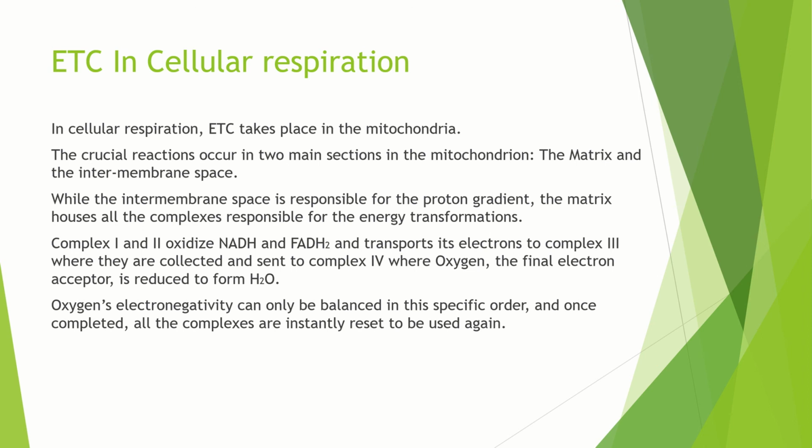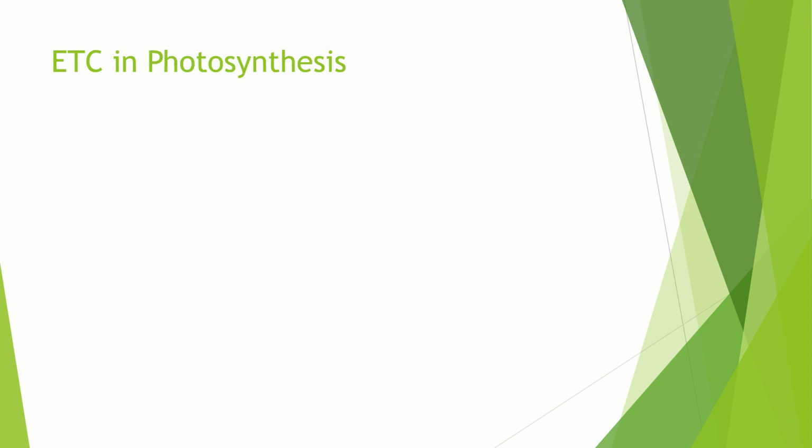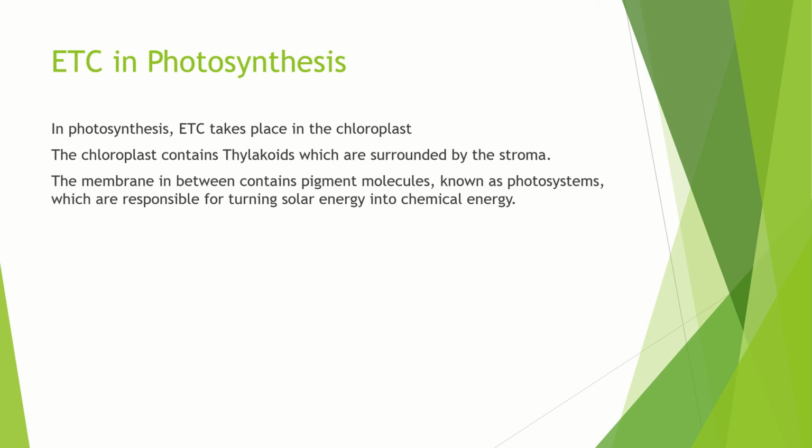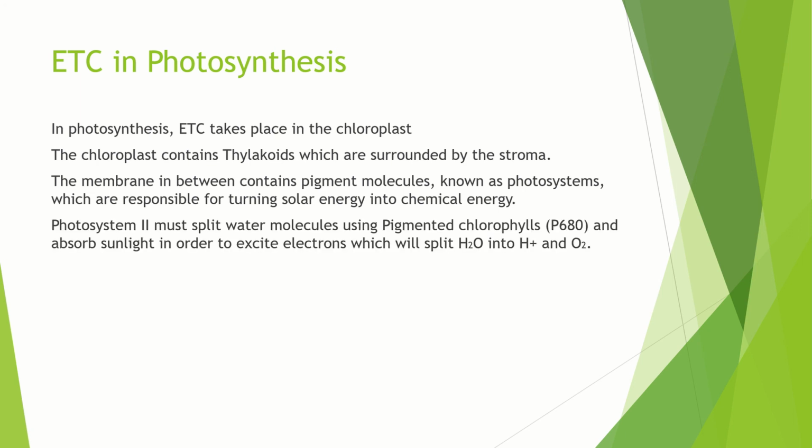Oxygen's electronegativity can only be balanced in this specific order, and once completed, all the complexes are instantly reset to be used again. The electron transport chain in photosynthesis occurs in the chloroplast. The chloroplast contains thylakoids, which are surrounded by the stroma. The membrane in between contains pigment molecules, known as photosystems, which are responsible for turning solar energy into chemical energy.